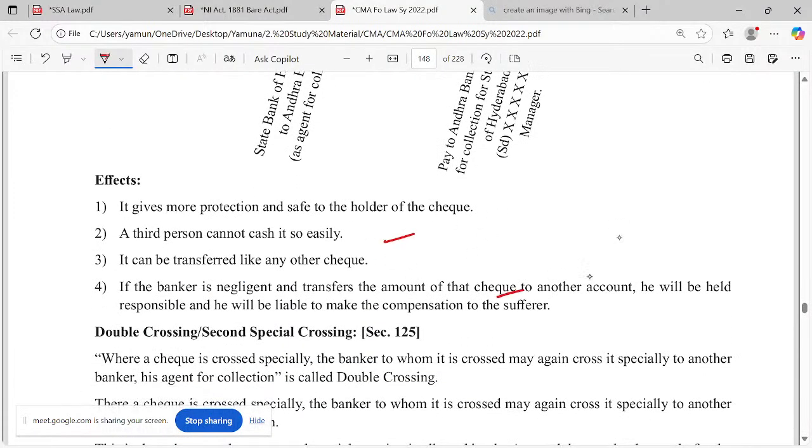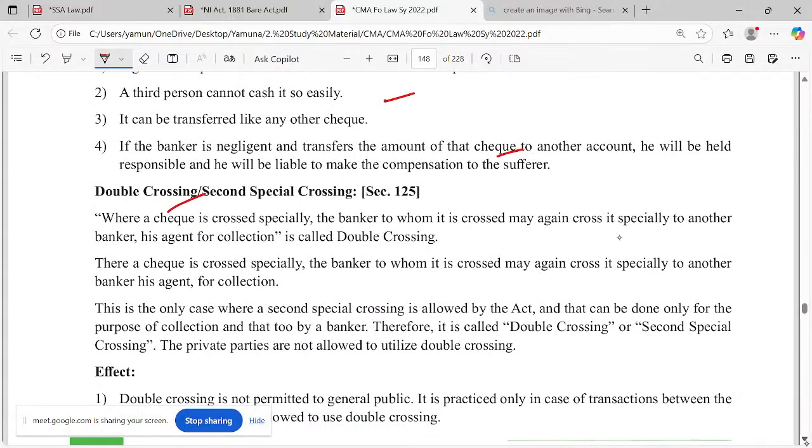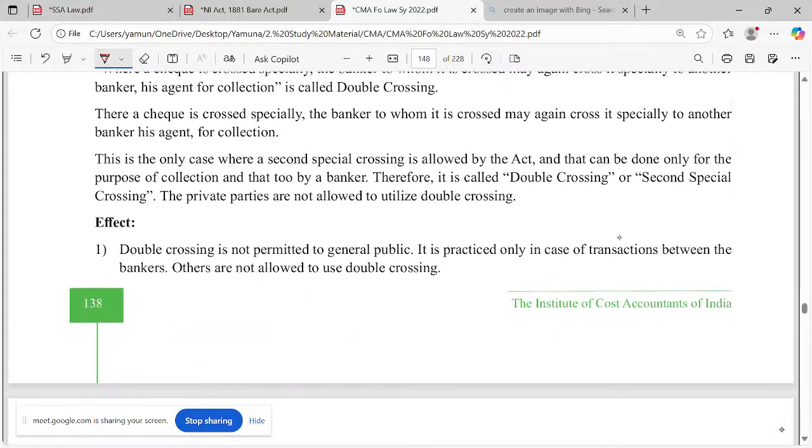This is not skipping. We'll call it double crossing or second special crossing. Probably it is not permitted to the general public. You can please make a note of it. It's not for the general public.